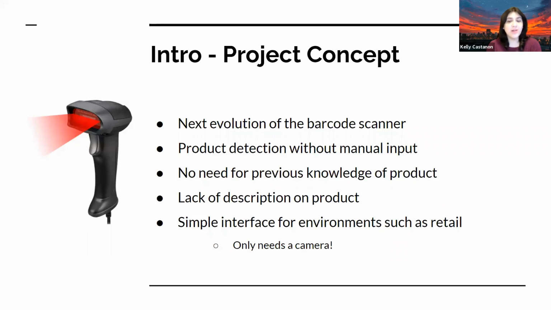Good morning. So as Merlin said, our design is for the next generation of retail scanners. This device is capable of detecting whatever product you hold in front of the camera. It won't require you to manually enter in the product's name in a search bar or have prior knowledge of the product, and it won't require the product to have a lot of written information on it, as Merlin said. It's a user-friendly interface and will be perfect for all retail environments as it only really requires a camera.